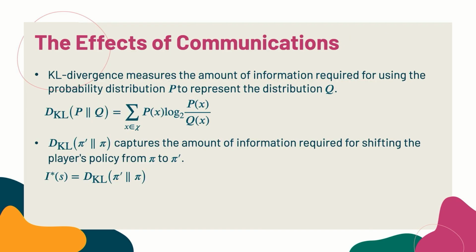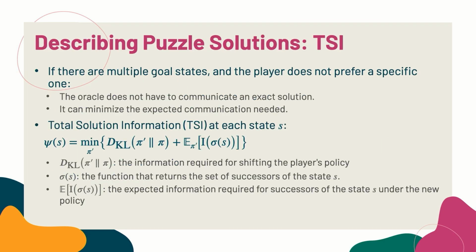So I just want to show you some of Junwen's work. He did some definitions here using KL divergence, which is a measure of how much communication is needed between two different policies. He developed that into this idea of total solution information, which is the total information that's needed.